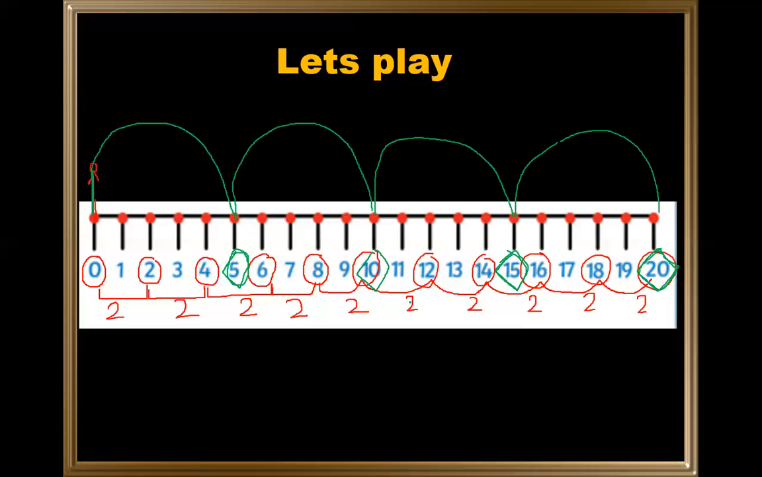If I count from 0: 1, 2, 3, 4, and 5, then I reach 5. So every time I'm covering the gap of 5 to reach from 0 to 5. Again I cover the gap of 5: 1, 2, 3, 4, and 5, and I come on the number 10. In the same way, I cover the gap of 5 again and come on the number 15. Again I cover the same gap and I come on 20.